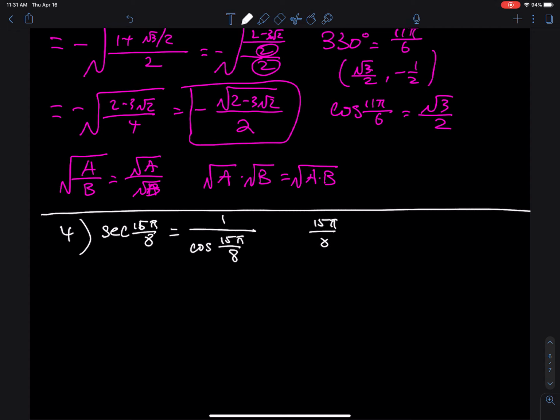15 pi divided by 8 times 180 over pi. I'm trying to convert this angle measurement from radian to degree. That is 337.5. That is in quadrant 4. So at quadrant 4, we have a positive x and a negative y.